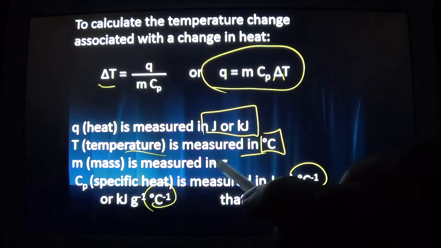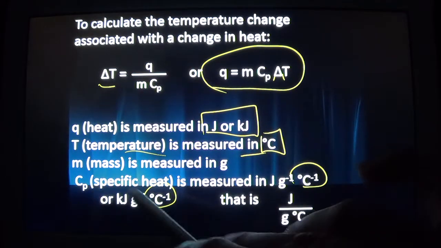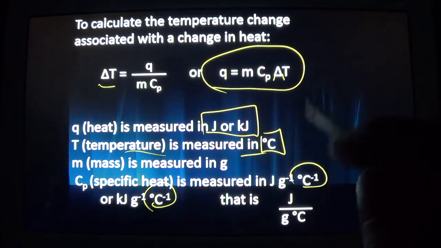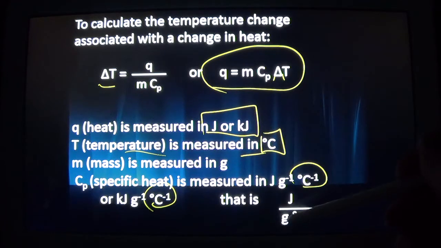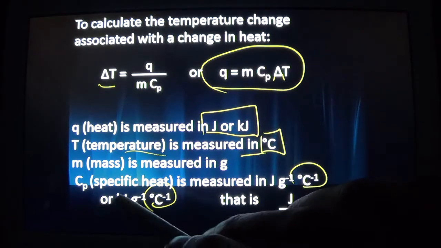And then M is mass in grams. Now, C, specific heat, is going to be measured in joules per gram per degree Celsius. What did I just say? Joules per gram per degree Celsius. It would look like this. We could measure in kilojoules.